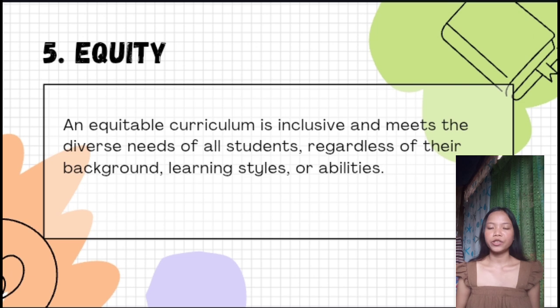An equitable curriculum is inclusive and meets the diverse needs of all students regardless of their background, learning styles, or abilities. So how do we assess equity? We should consider whether the curriculum adapts to students' diverse needs. Does it provide differentiated instruction, resources for students with special needs, and opportunities for all students to participate?